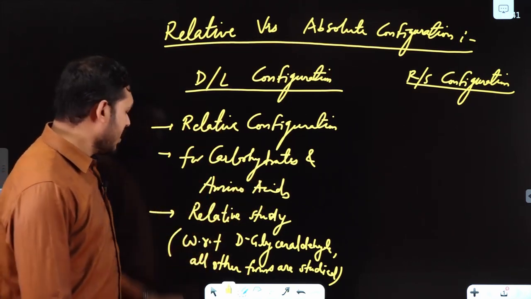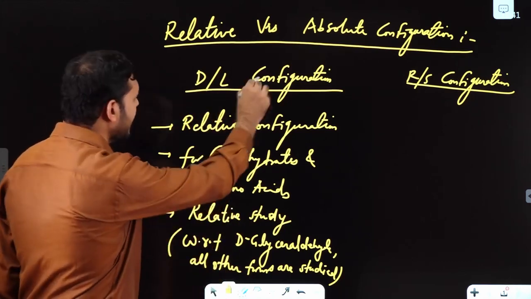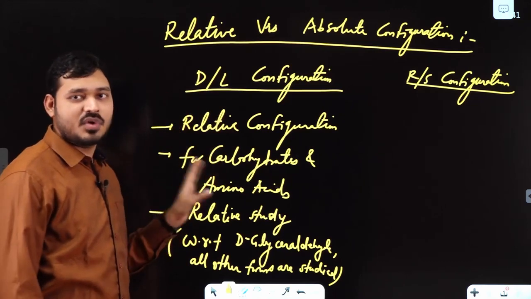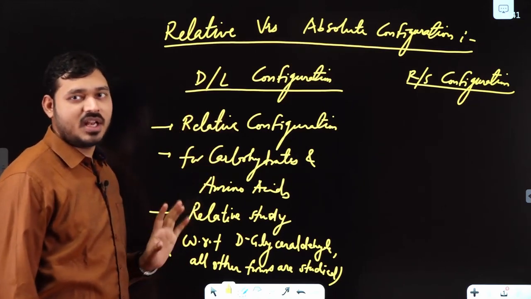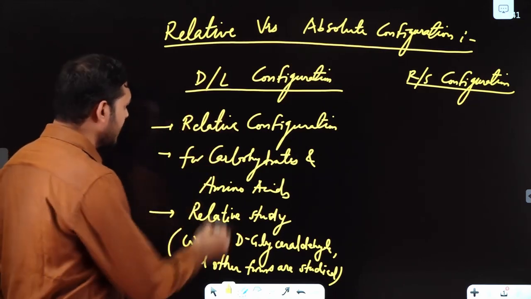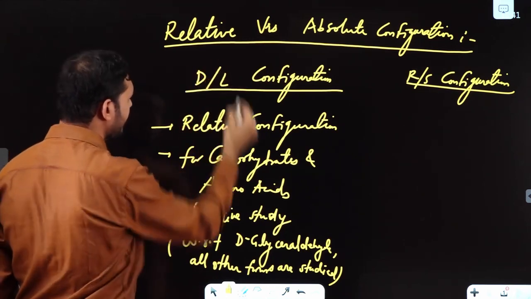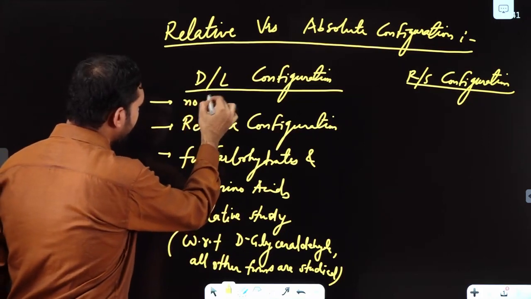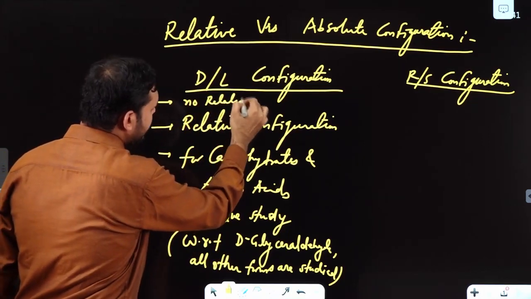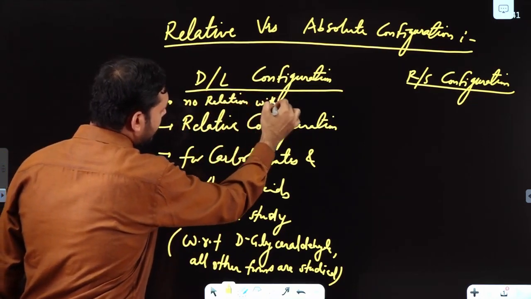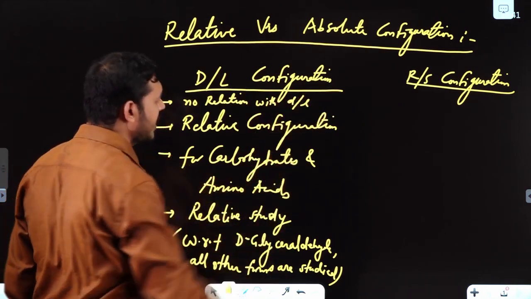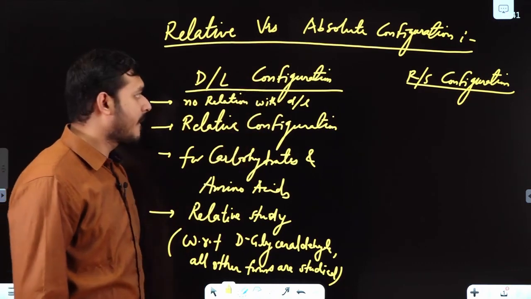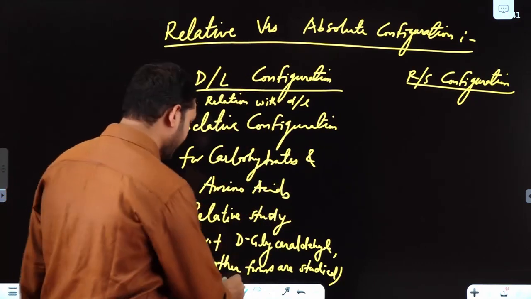Now, this capital DL configuration has no relation with small d small l. I am just writing here: no relation with small d small l. Small d small l refers to experimental dextro and levo. Now let's come to RS configuration.